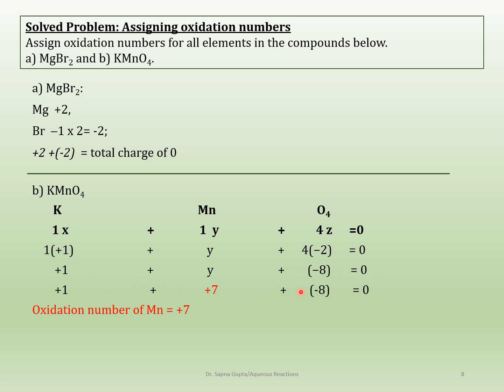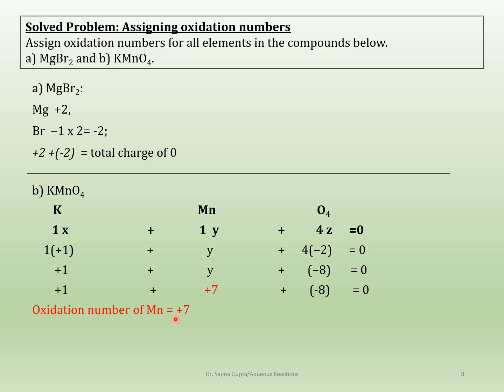So just do the math here. -8 and +1 plus what will give you 0, and +7 then will give you 0. So +1 plus 7 -8 will give you a 0. So which means the oxidation number of manganese is +7.